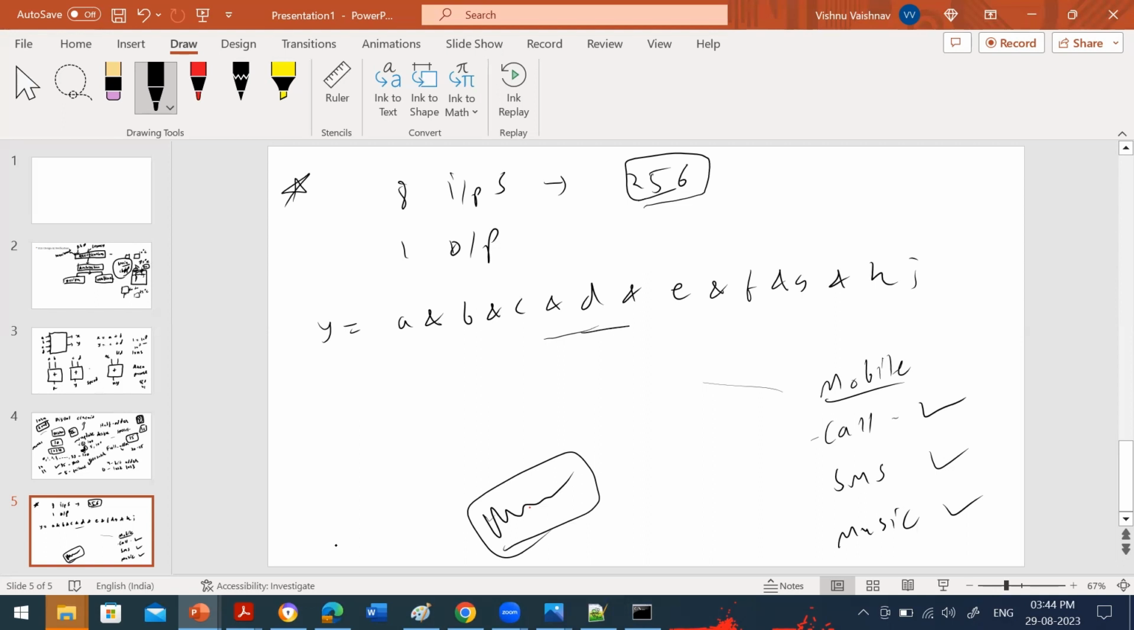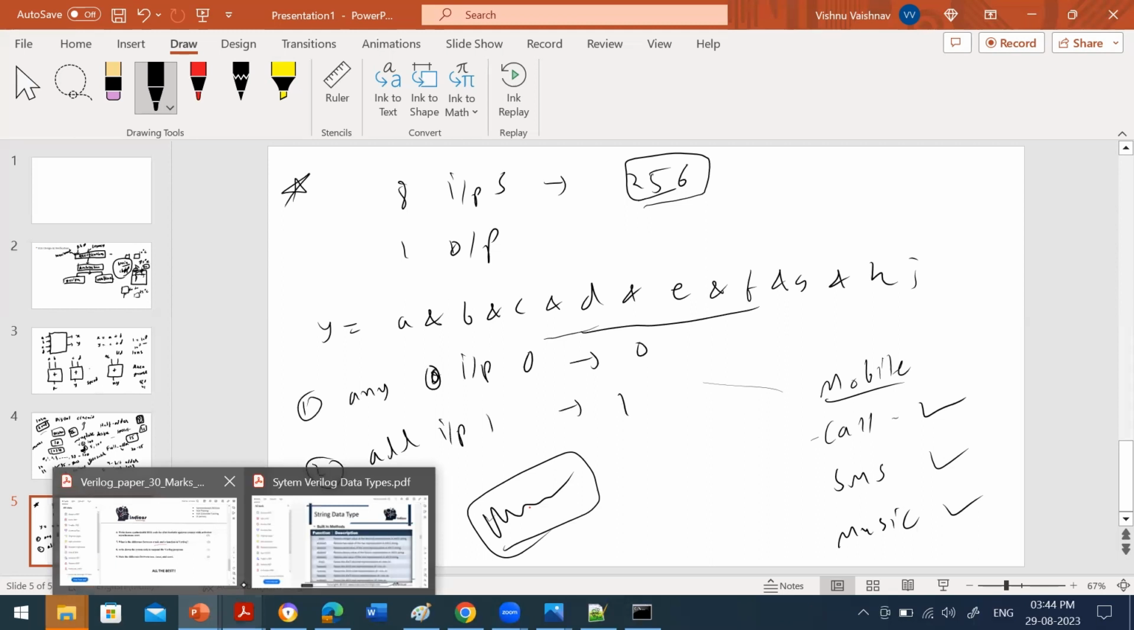Now, based on that thinking, if I verify this, I should try to understand. If I go deeply inside, I'll get two statements. One, if any input is zero, the output will be zero. Second, if all inputs are one, the output will become one. This is the functionality. I should not look into the code. I should not even look into the 8 inputs. Forget about inputs, values. Just focus on functionality. What does the functionality say? If any of your inputs is zero, your output should be zero. If all the inputs are one, your output should be one.